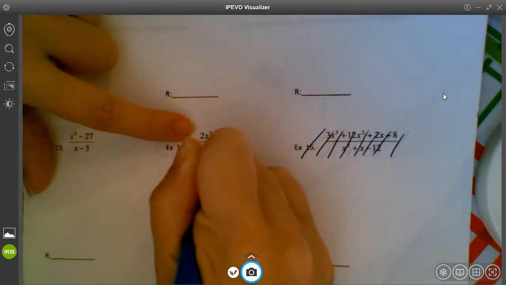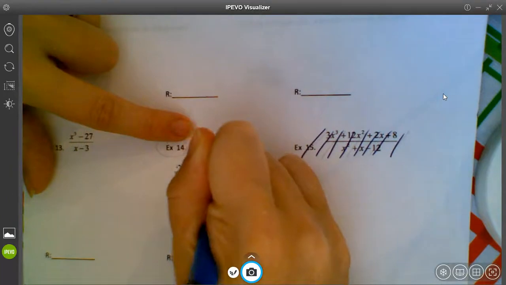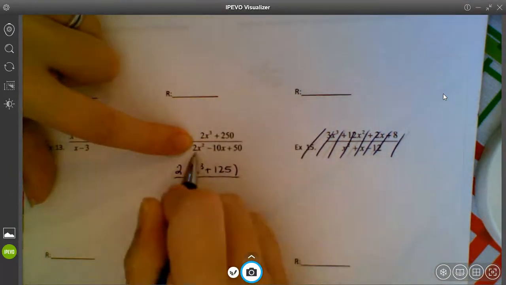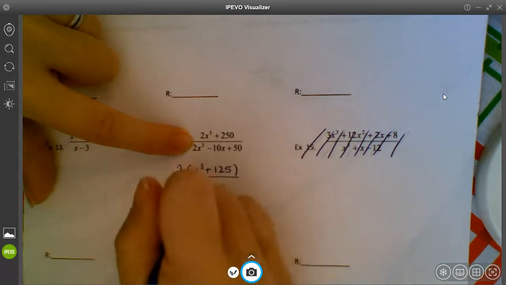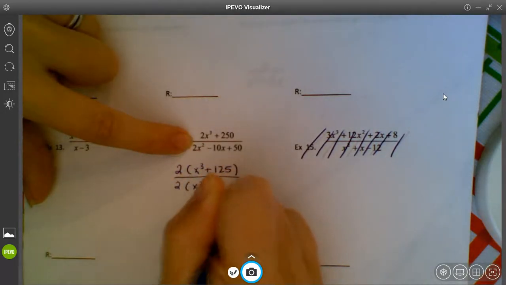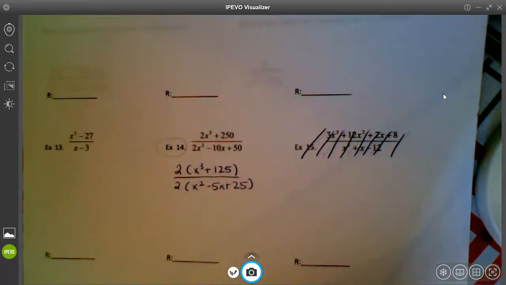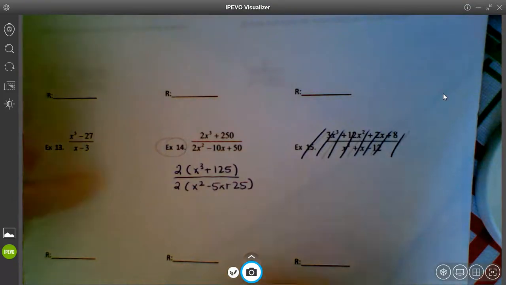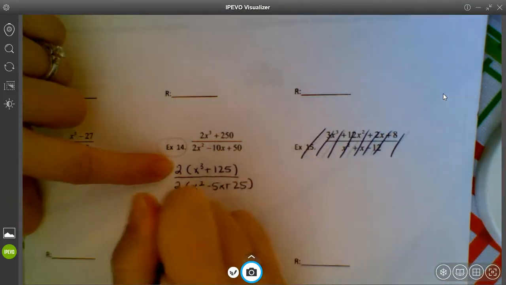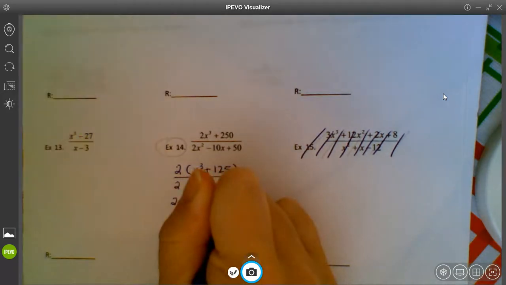So 250 divided by 2 is 125. If we look at the bottom again, 2, 10, 50, we can take out a 2 to make it an x squared minus 5x plus 25. Still not fully factored on either numerator or denominator because x cubed plus 125 is a summation of perfect cubes.